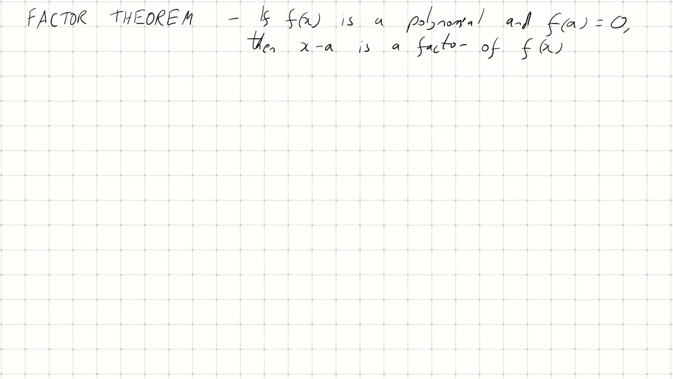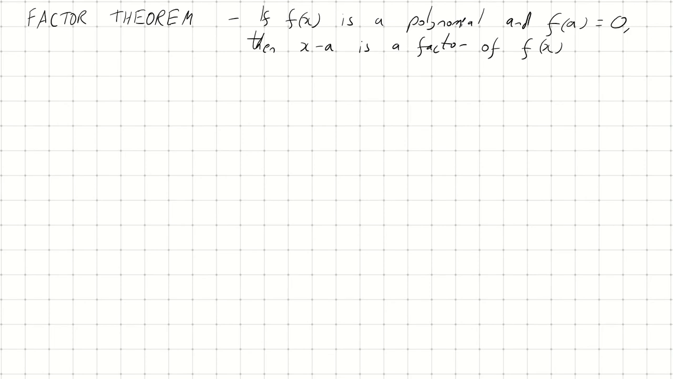In this video we're going to look at the factor theorem, which states that if f(x) is a polynomial and f(a) equals 0, then x minus a is a factor of f(x). Actually, this works in the other direction. If x minus a is a factor of f(x), then f(a) equals 0. It works both ways. So anyway, let's have a look into what this means.